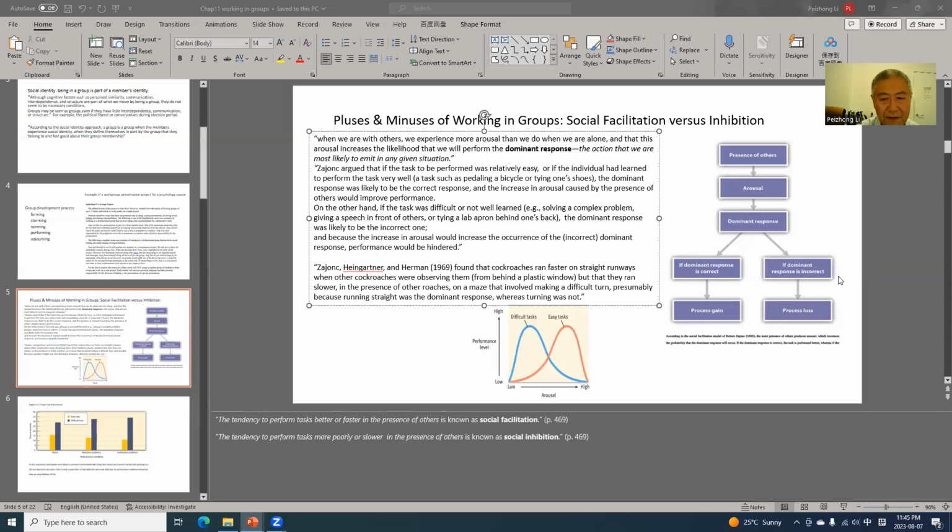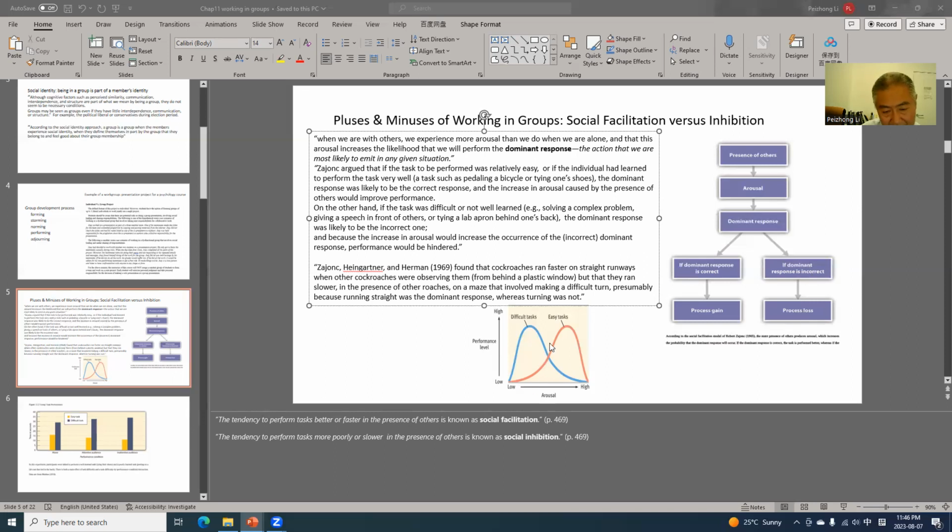But when you're doing a more difficult task, you have to inhibit the dominant response. Like the cockroaches, when they are running in a maze, it's very complex. The dominant response will be running straight, and that is incorrect. You have to hold back from the dominant response, and then there's a process loss while other people are around. Arousal is bad for complex tasks when the dominant response is incorrect. This theory is compatible with research on arousal.